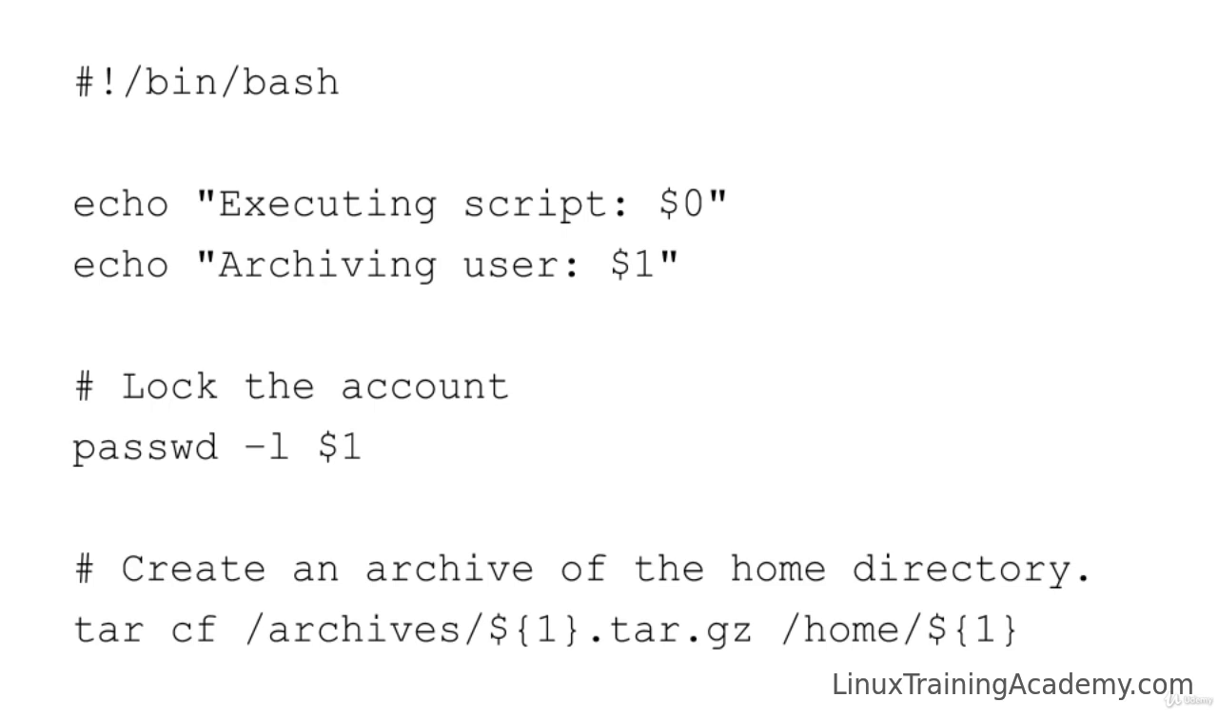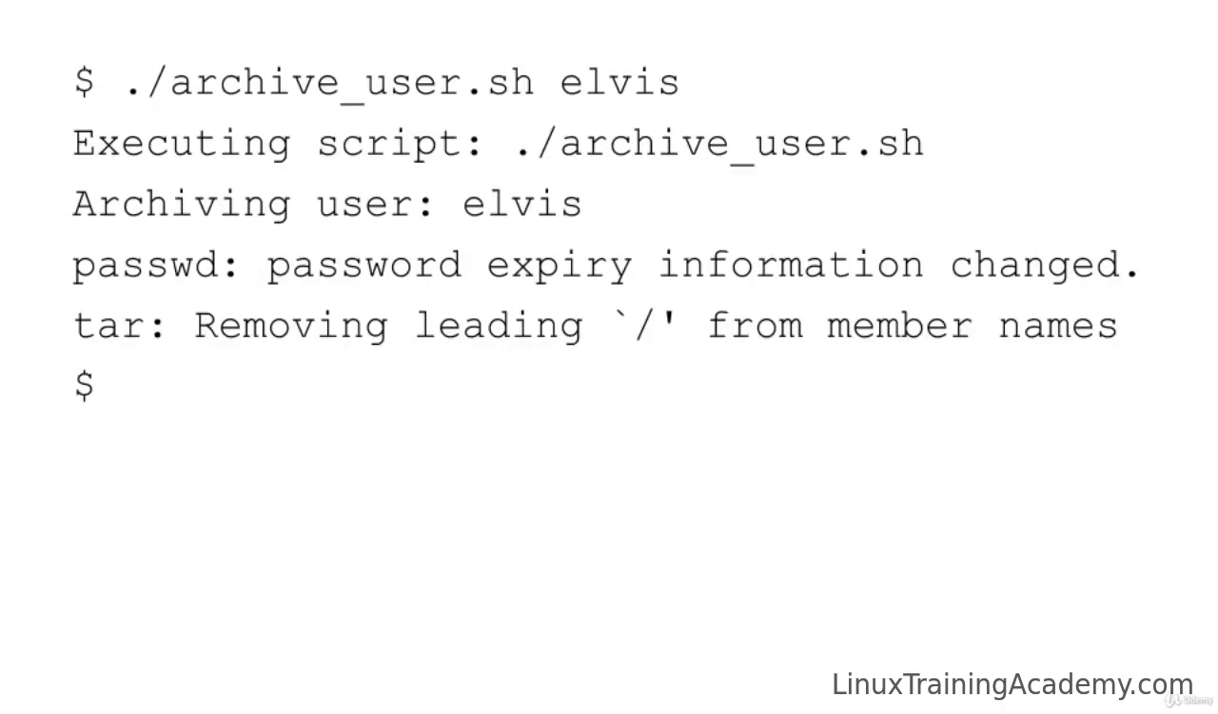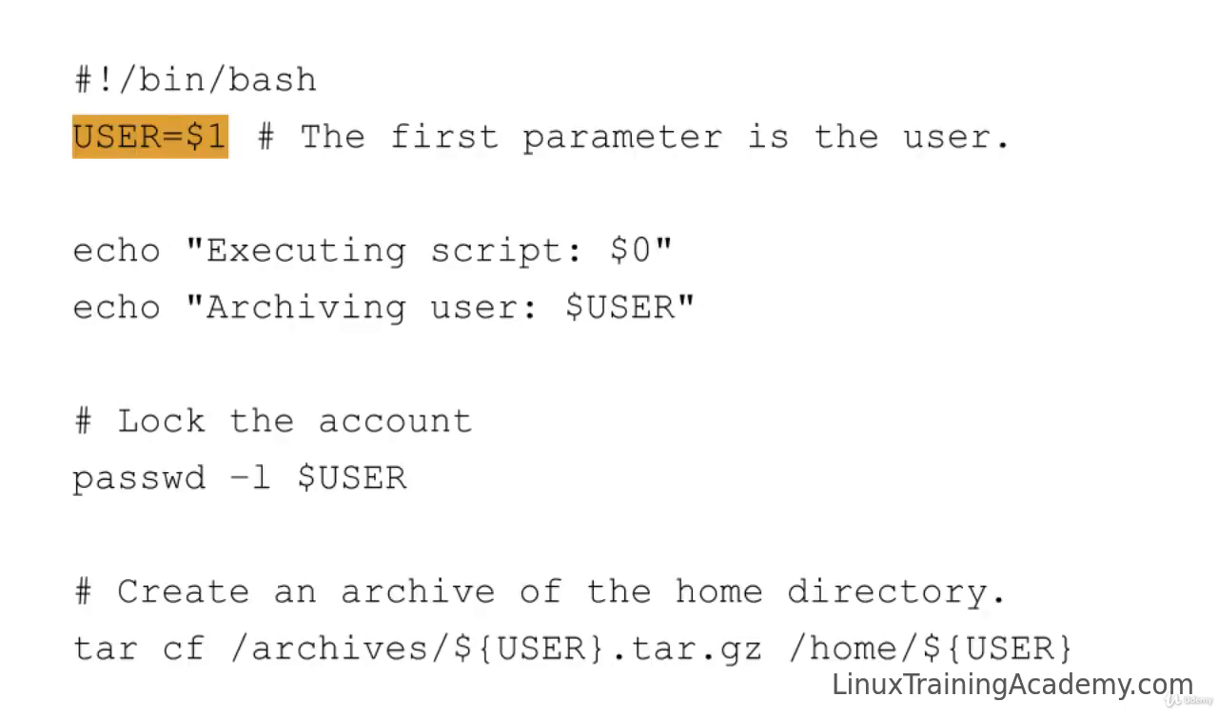If a pound sign starts at the beginning of a line, the entire line is ignored. If a pound sign is encountered in the middle of a line, only the information to the right of the pound sign is ignored. Here's what the output looks like when we execute the script. Instead of referring to $1 throughout the script, let's assign its value to a more meaningful variable name. In this case, let's assign it to the variable called user. The output remains exactly the same.